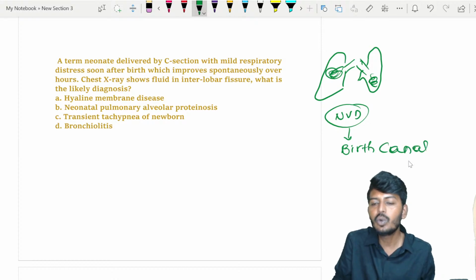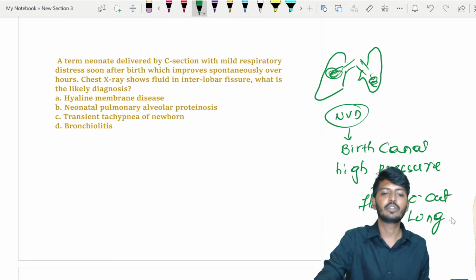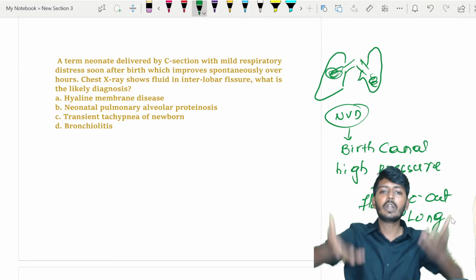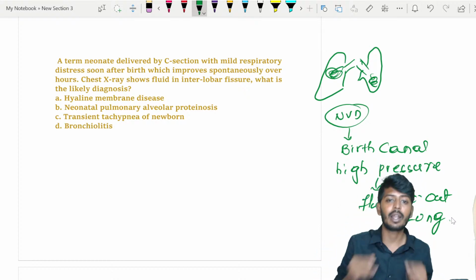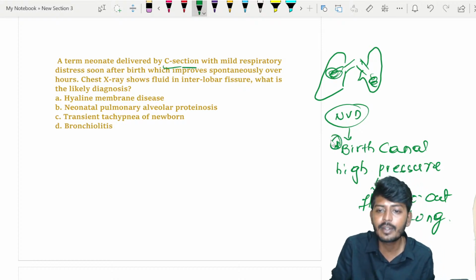Due to that birth canal passage, there will be high pressure. Since there is high pressure, what will happen? All the fluid will go out of the lung. Simple as that. So when there is excessive pressure, all the fluid will go out. The baby will be normal after a normal vaginal delivery. But here what happened? Here it is a cesarean section. So in cesarean section, was the birth canal used or not?